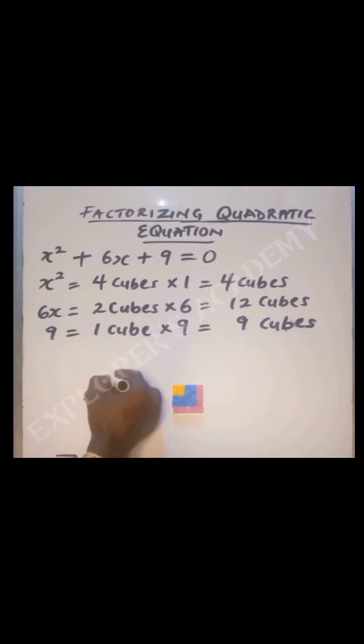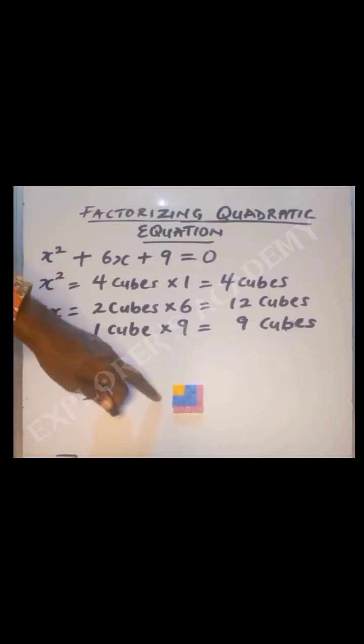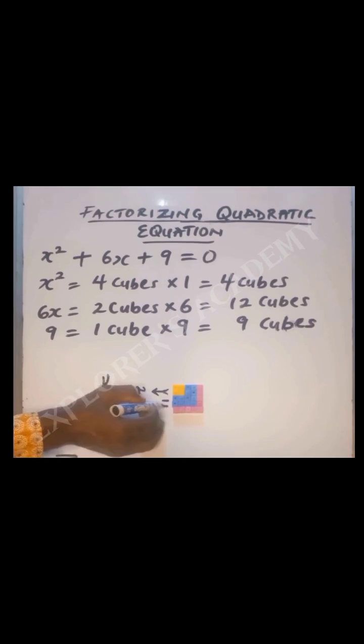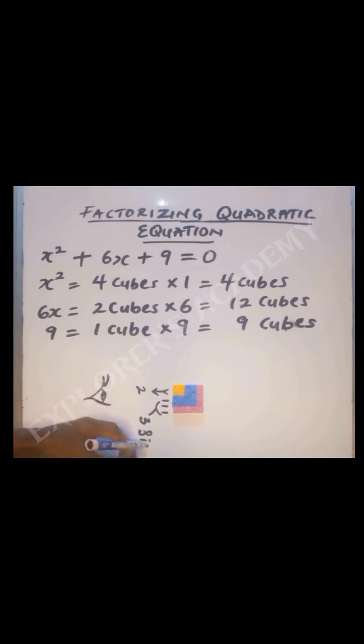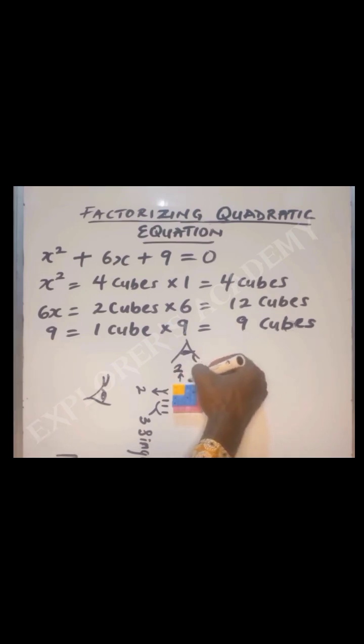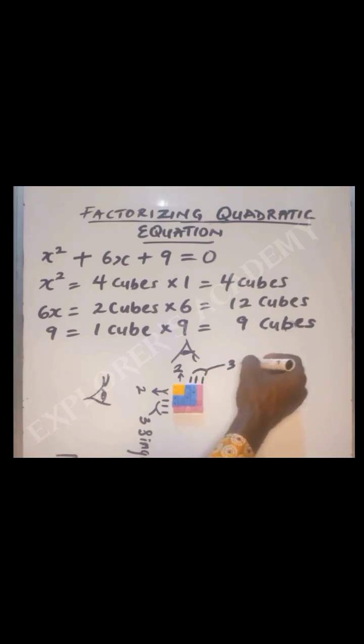We are looking at the eyes. How many can I see from this angle? We can see 2 intact, and we can see single, single, and single. So we have 3 singles. Likewise, when I look from this other angle, what am I seeing? I am seeing 2 intact cubes, and then single, single, single, making a total of 3 single cubes.